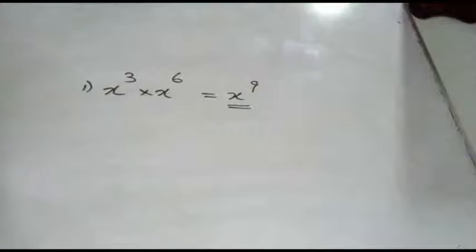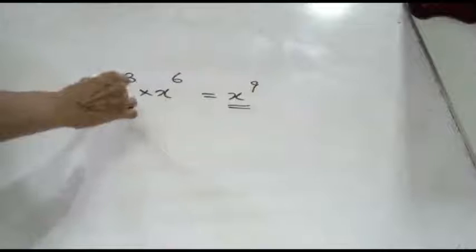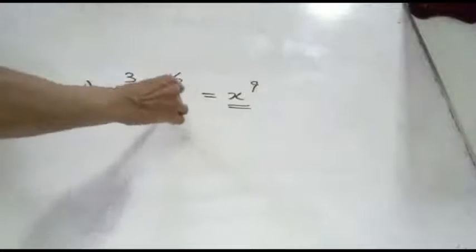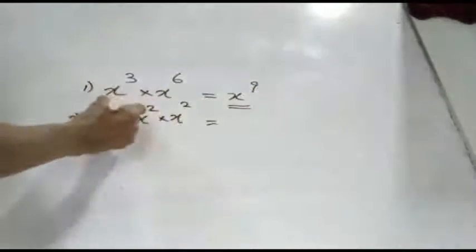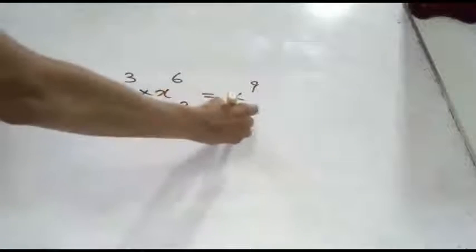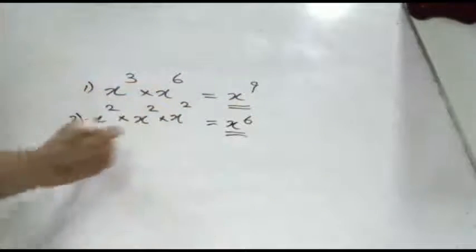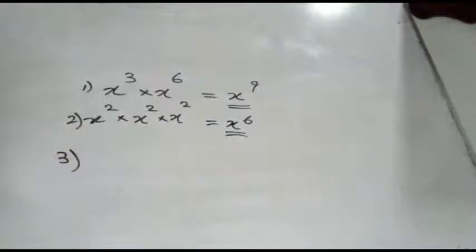Second one, x to the power 2 times x to the power 2 times x to the power 2. Here 2 plus 2 is 4. 4 plus 2 is equal to 6. x to the power 6. Third one.